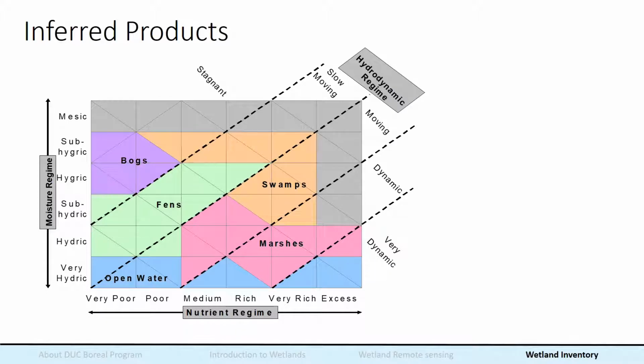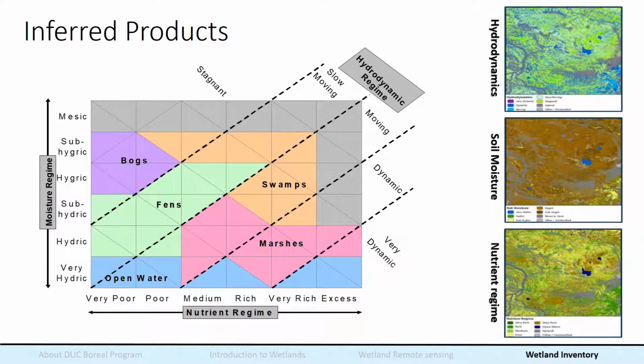And lastly, a couple more inferred products. So again, this is based on hydrology and vegetation, but we have hydrodynamics, soil moisture, and nutrient regime. So again, all of these maps are used through our best management practices team and our science team to make very large decisions, which I think are very important.